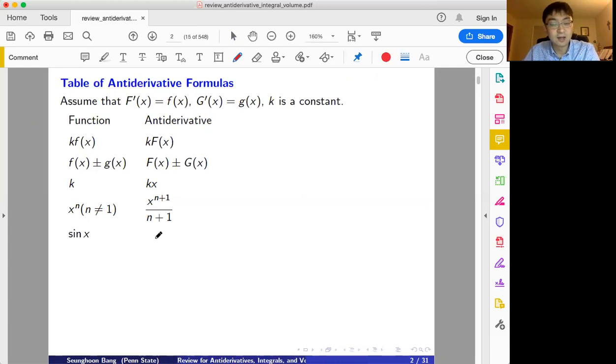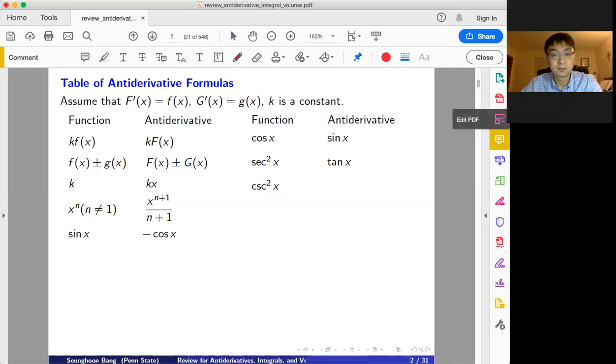Sine of x, the antiderivative is negative cosine of x. The cosine of x antiderivative is positive sine. Secant square of x, the antiderivative is tangent x. The cosecant square of x, the antiderivative is negative cotangent of x. The secant x times tan x, the antiderivative is secant x. The cosecant x times cotangent x, the antiderivative is negative cosecant x.